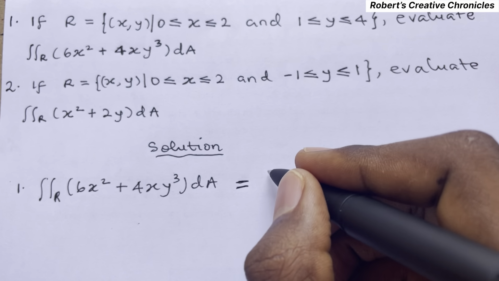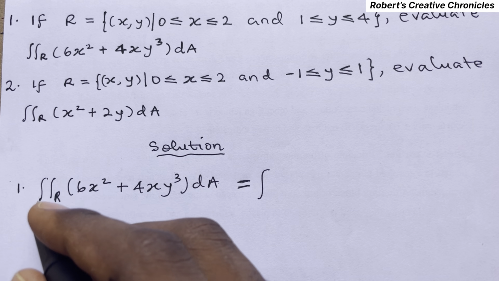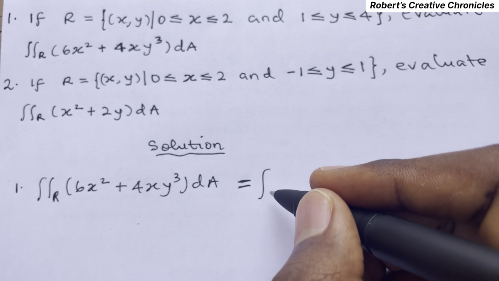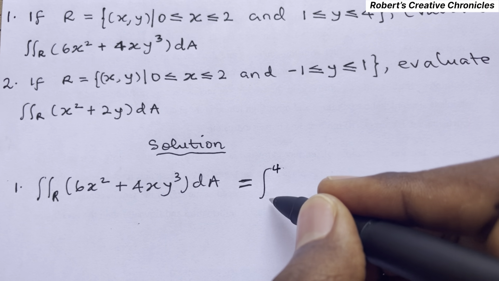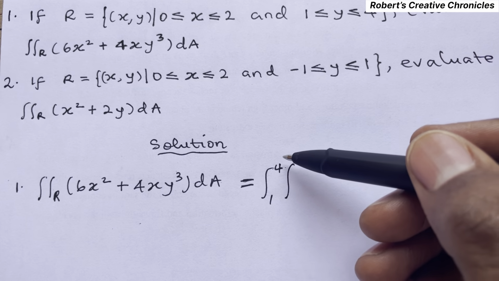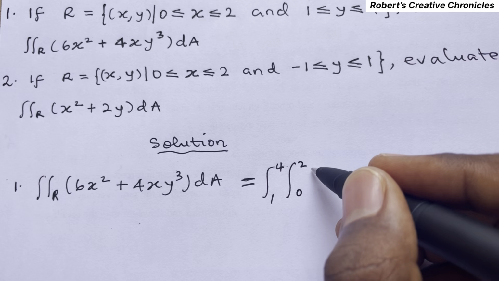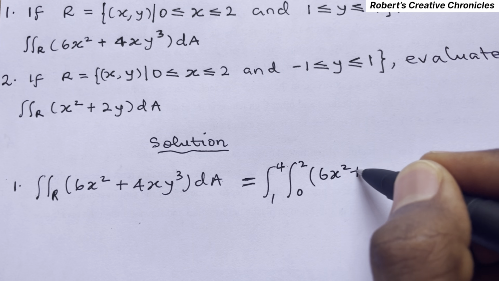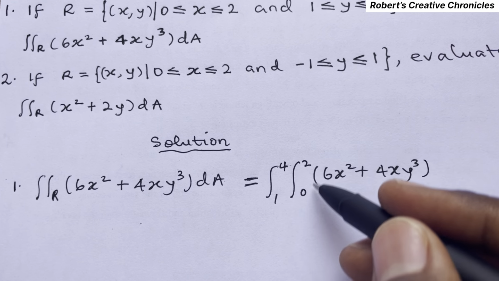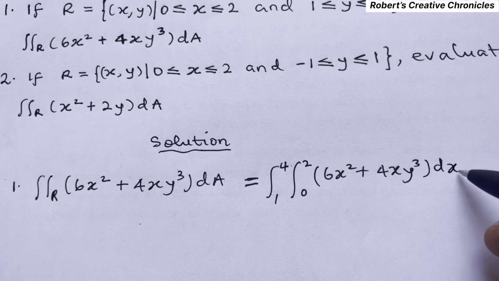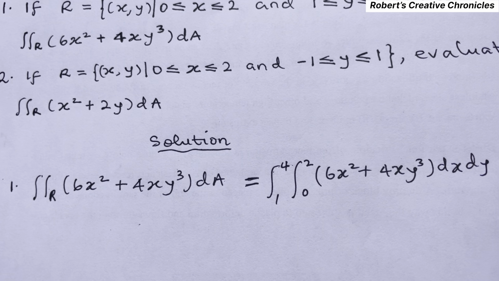If you want to use dx dy, that means you put the parameters of x here and you put the parameters of y outside. So let's put y first. This will be 4 and 1. This is the upper limit and this is the lower limit. And this is what? 2 and 0. Then 6x squared plus 4xy cubed. Then this is x, so you put the x, then the y outside. So we evaluate the inner integral before the outer integral.